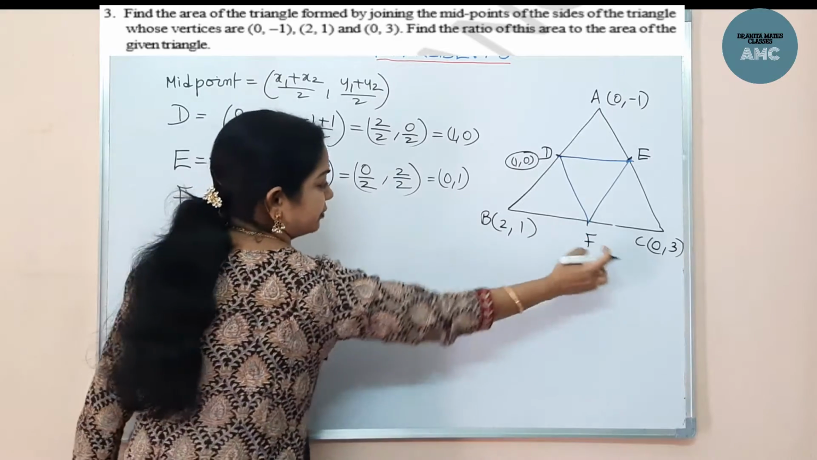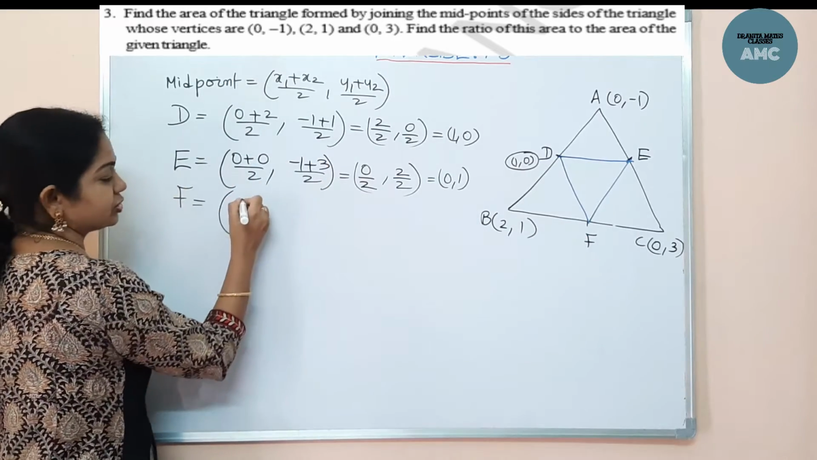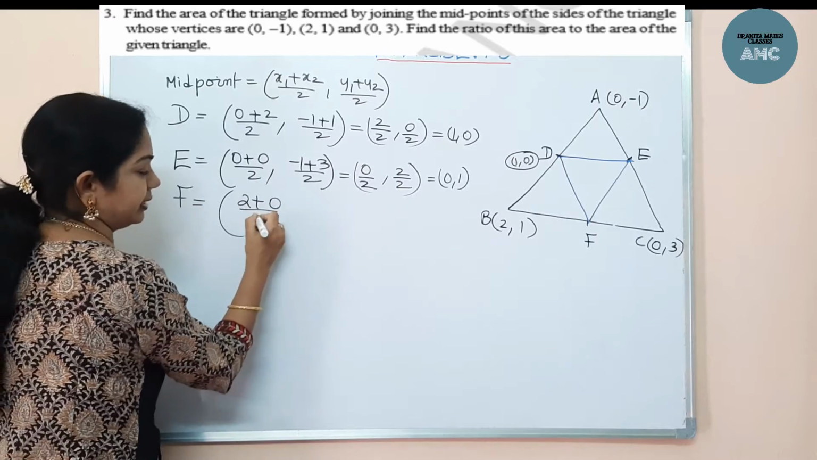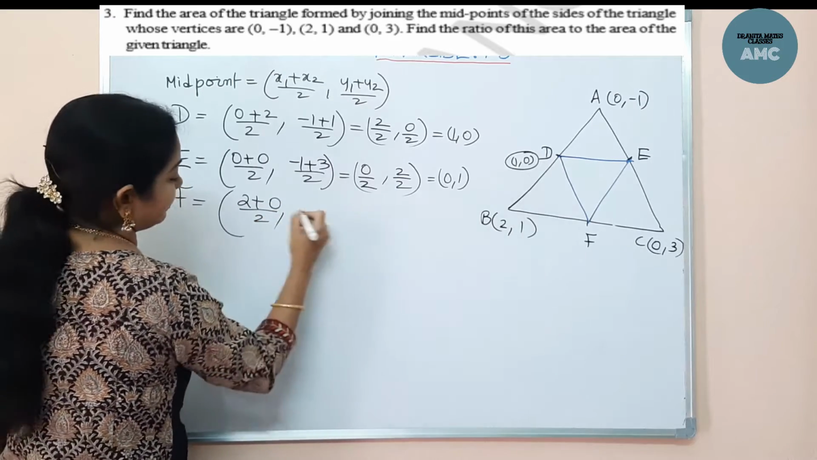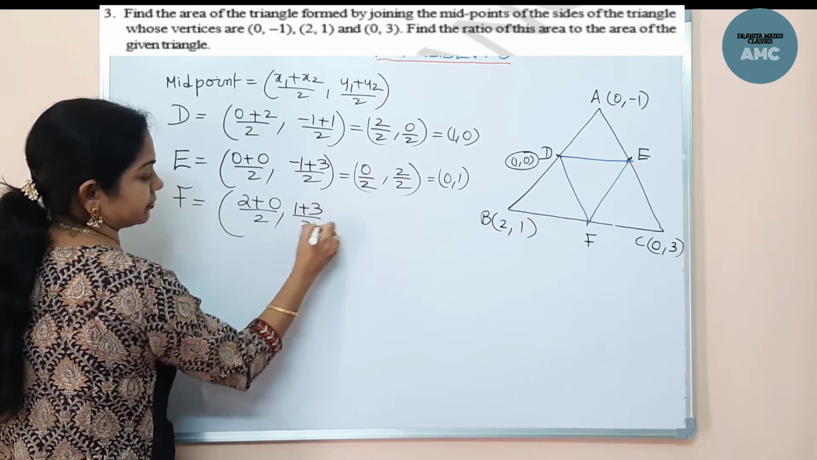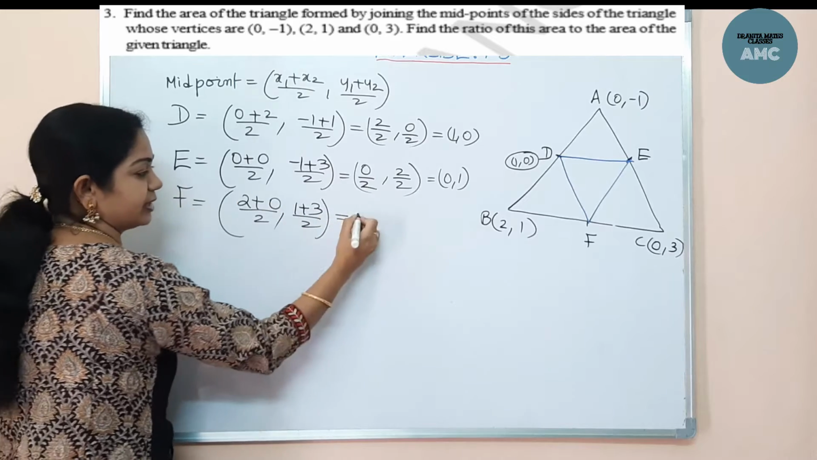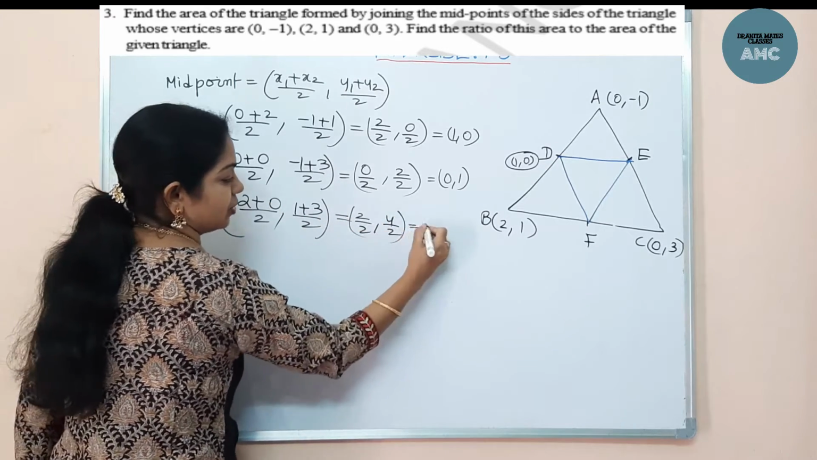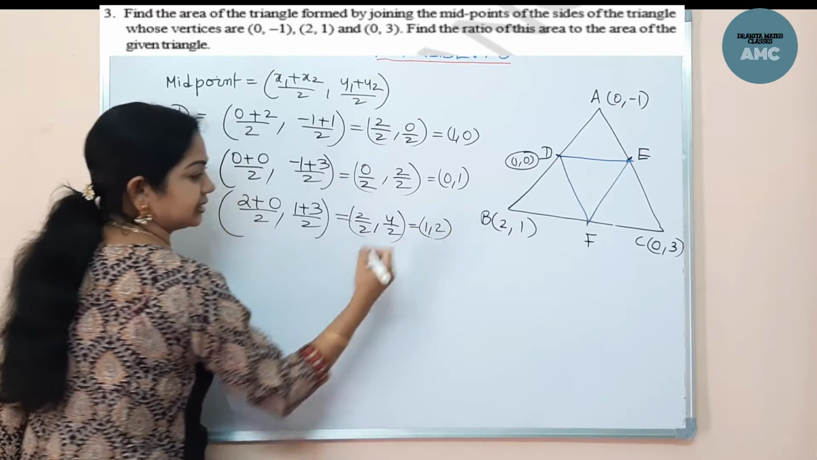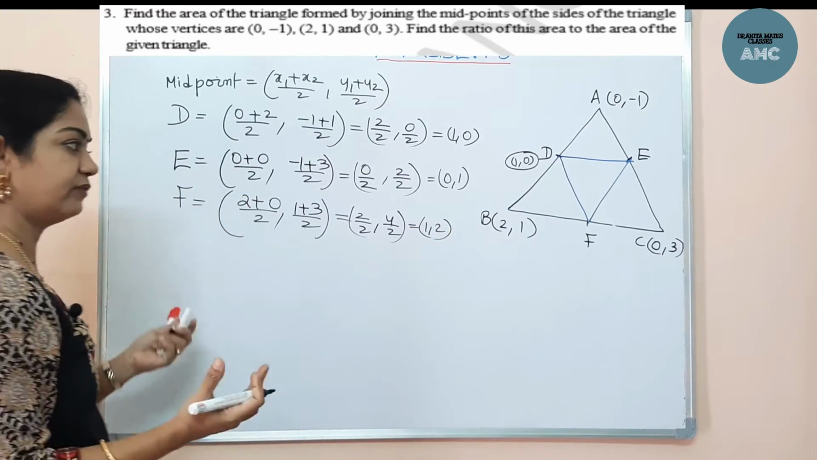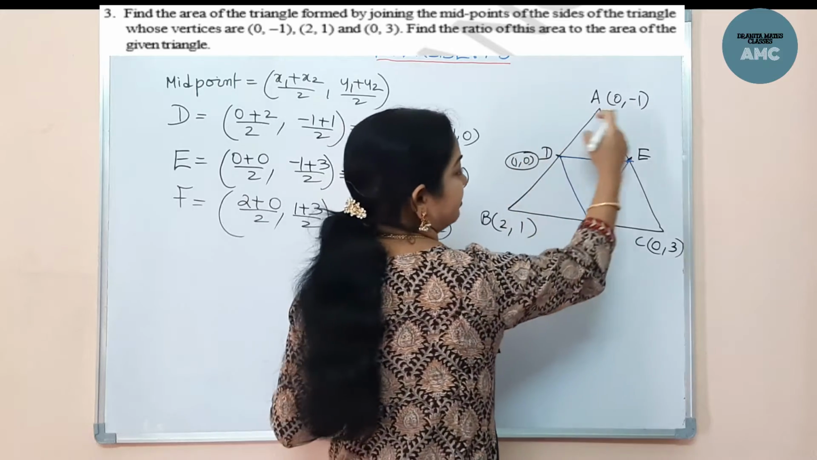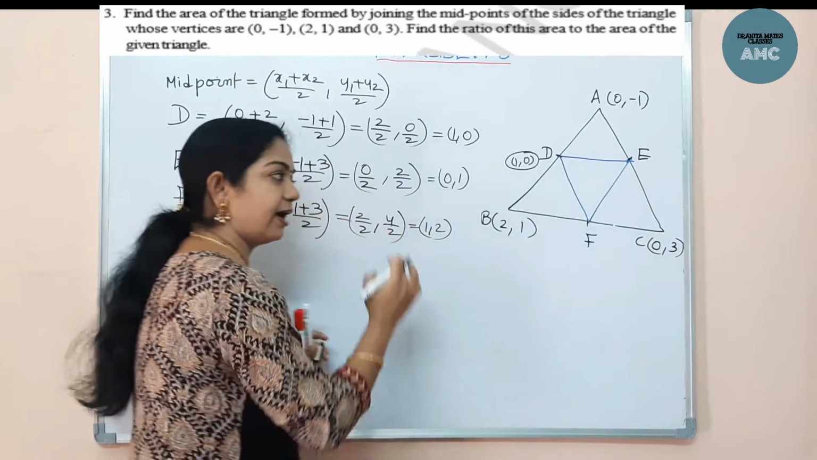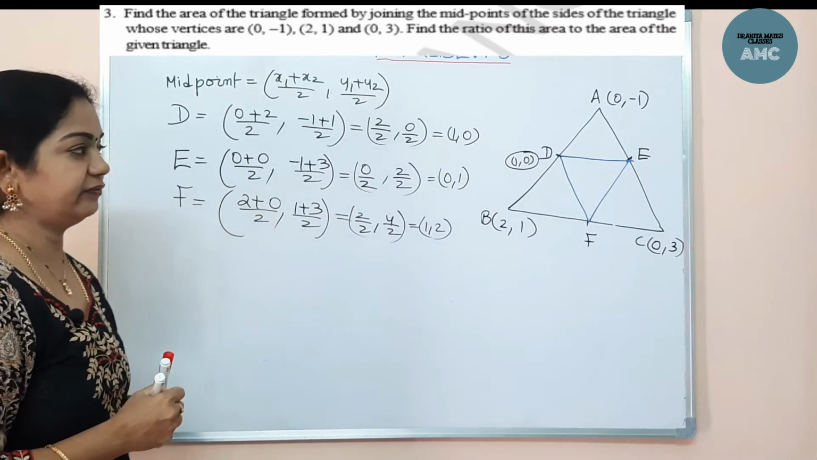Now, same as that, F. F is the midpoint of BC. So, (2 plus 0) by 2 and (1 plus 3) by 2, the y coordinates. So, 2 by 2 and 4 by 2. That comes to (1, 2). This is F. Now, what we have to find? We have to find the bigger triangle area and the DEF area.